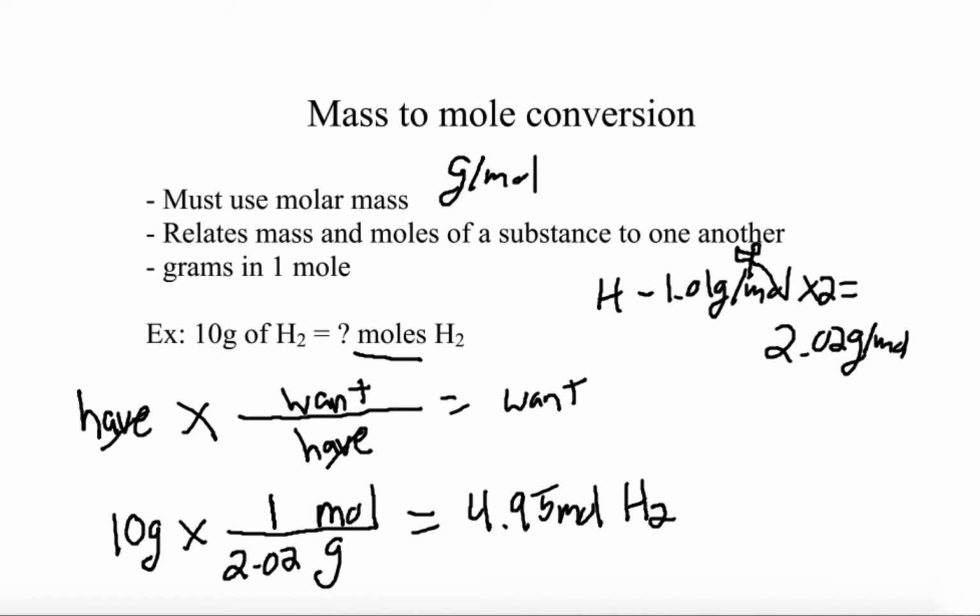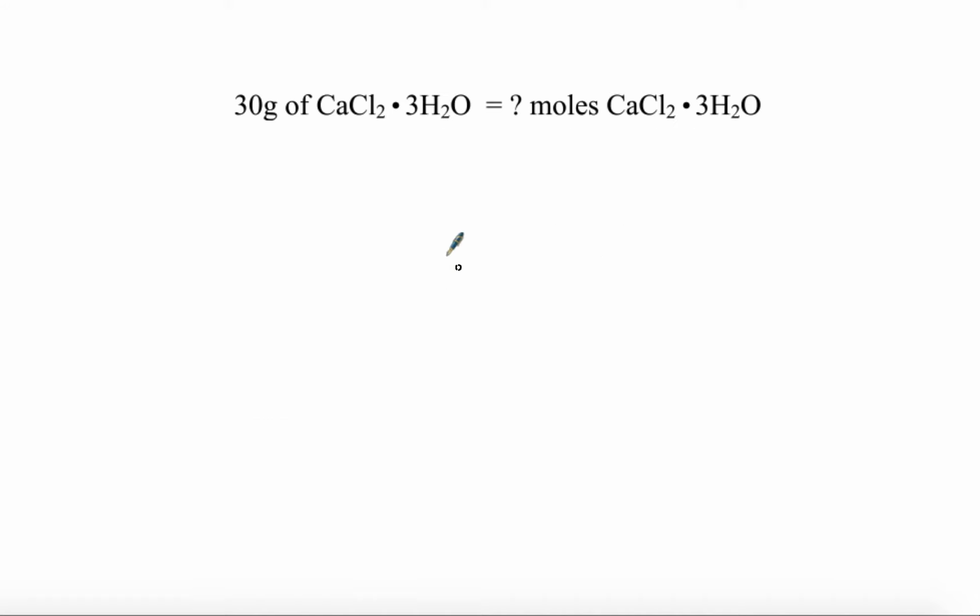So now let's take a look at another example here. I have 30 grams of calcium chloride. This right here, this 3H2O, is referred to as a hydrate. A hydrate is basically a compound where water molecules essentially attach to whatever compound you have. So we actually call this a trihydrate because there's 3 waters attached. And we want to know how many moles of CaCl2, so calcium chloride trihydrate, we're going to have.